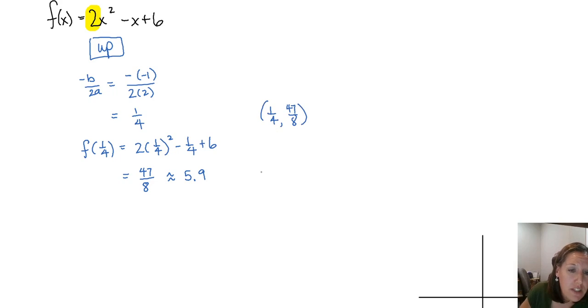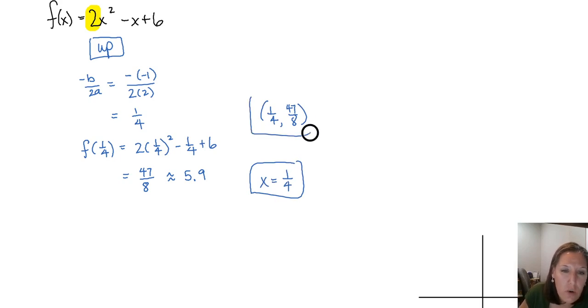And then our axis of symmetry, remember, is always equal to the vertical line that goes through that vertex. So it's x equals that x coordinate at our vertex. These two numbers here will always be the same.